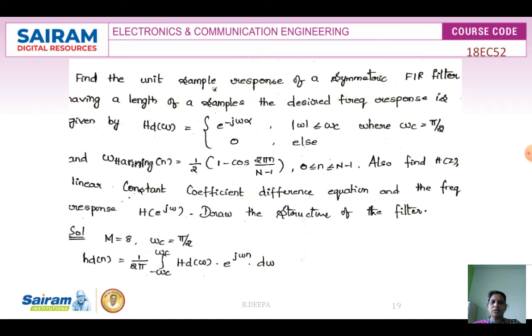So for this it is specified you are going to use the Hanning window alone. And what is the value of N given? It is given as 8, N is equal to 8, and omega c is also given as pi by 2. So what you need to calculate is h of z and the difference equation, the frequency response, and the structure.